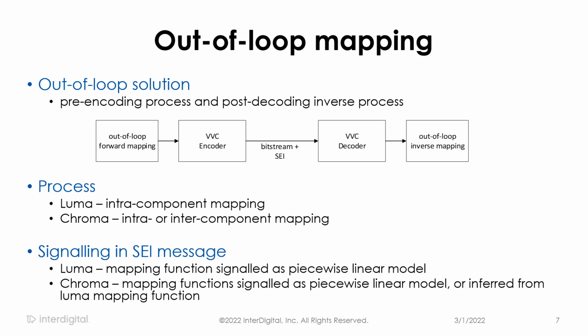The signaling of mapping parameters is performed typically using an SEI message that signals the Luma mapping function as a piecewise linear model. The chroma mapping functions are signaled as a piecewise linear model or inferred from the Luma mapping function.